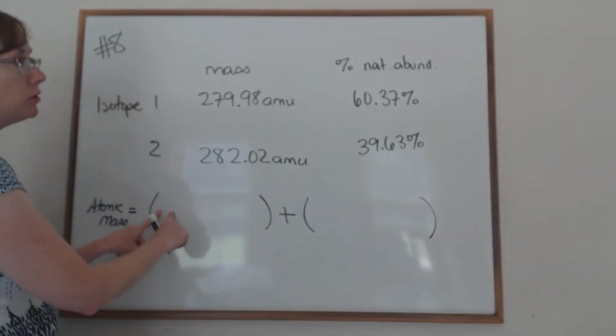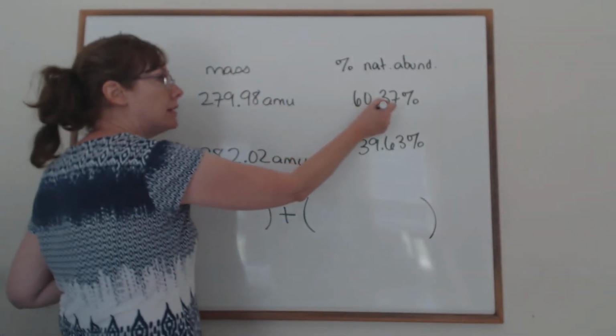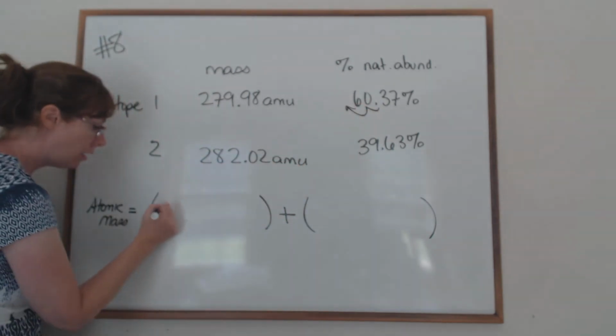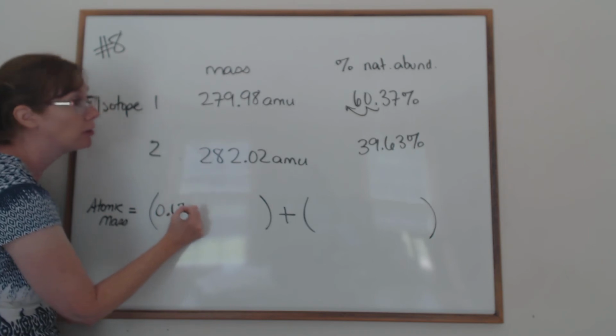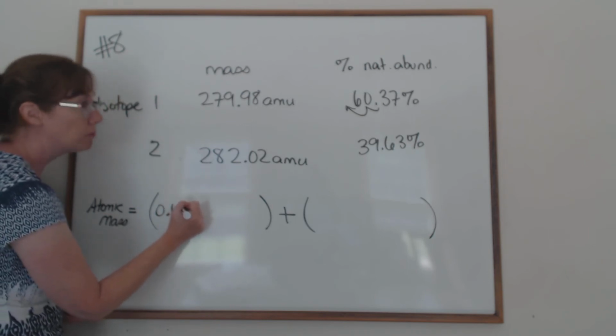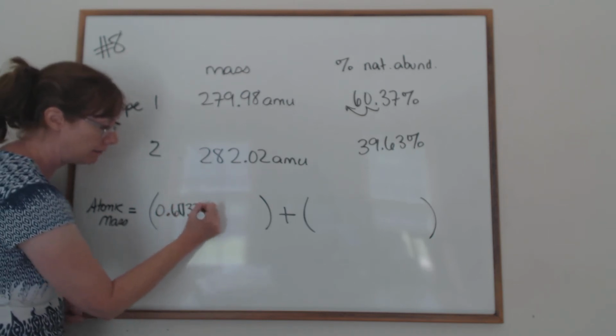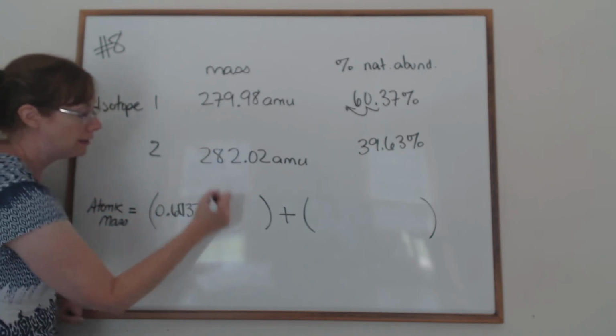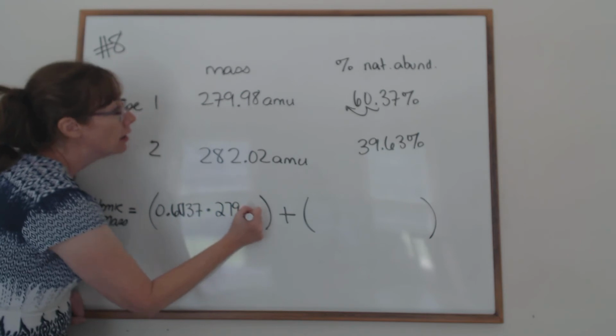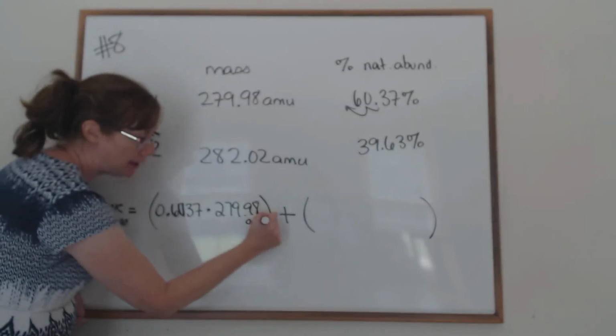And to get their contributions, you take the percent natural abundance and make it a real number that you can use. A percentage is just that divided by 100. Percent means in 100. So 0.6037, and you're going to times that by the mass of that particular isotope, and that's AMUs.